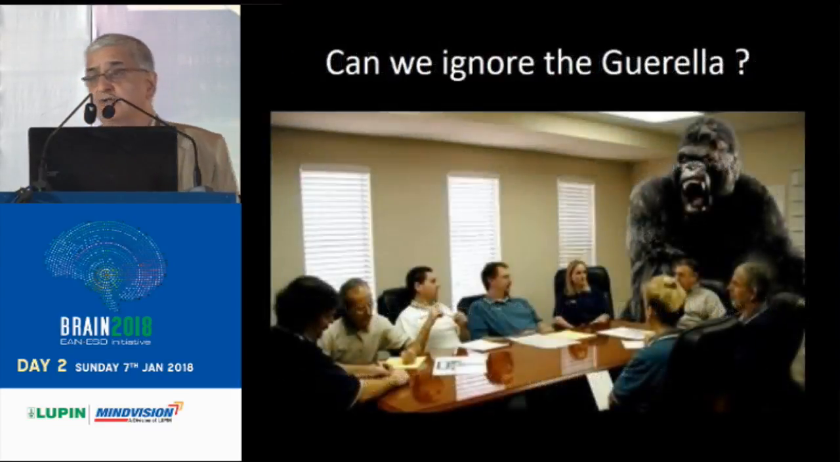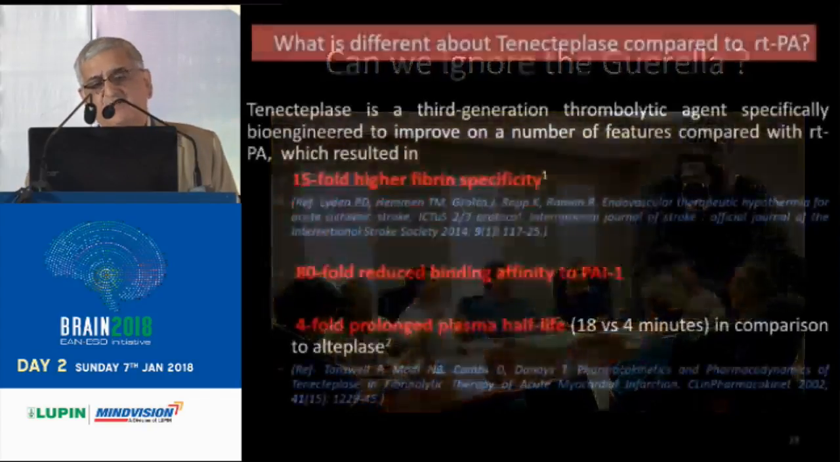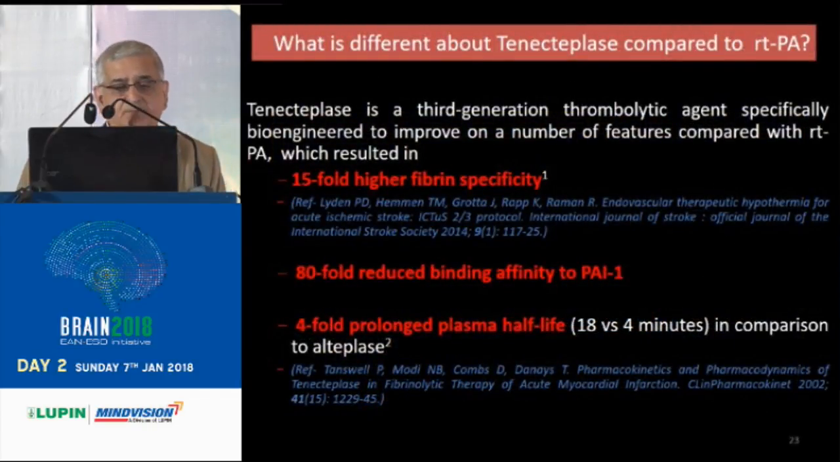Now, can we ignore the gorilla in the room while we are discussing all this thrombolysis? Can you imagine which gorilla I'm talking about? While we are discussing, something else is happening in the stroke world, and that is the new thrombolytic agent, tenecteplase. So what is the difference between tenecteplase compared to TPA? It is more fibrin specific.